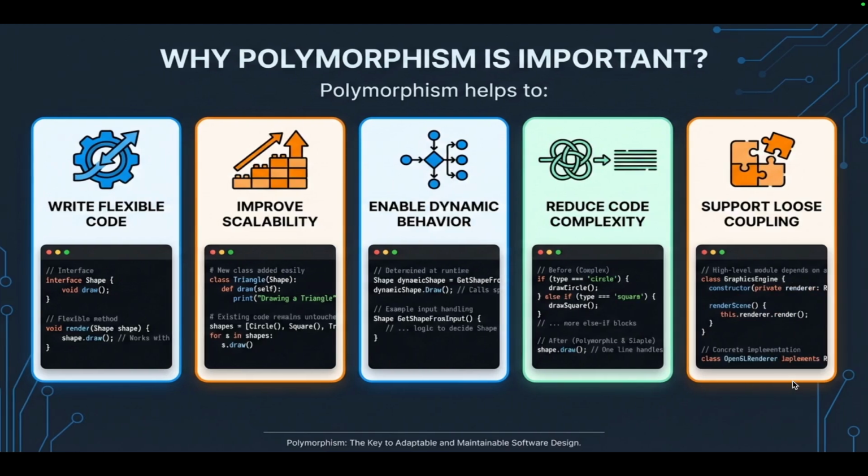Why polymorphism is important? Now let us understand why polymorphism is important. Polymorphism helps to write flexible code, reduce code duplication, improve scalability, enable dynamic behavior, support loose coupling. This makes our application easy to extend and maintain. That is why polymorphism is heavily used in enterprise Java applications and frameworks like Spring Boot.